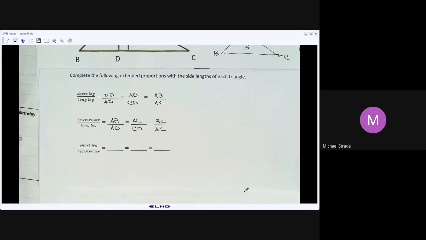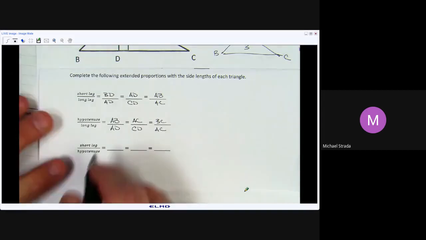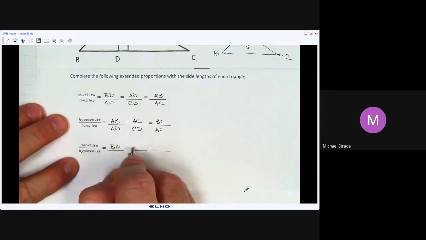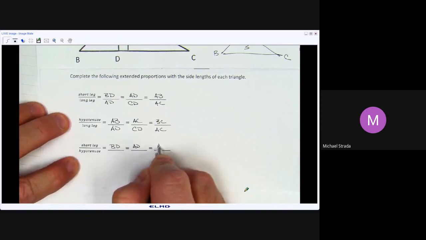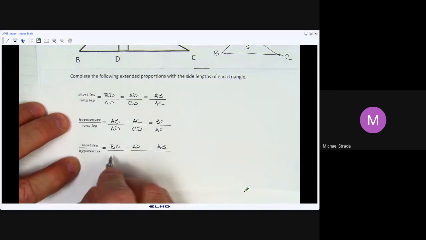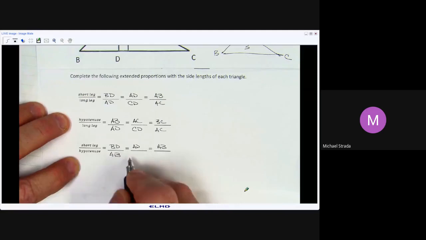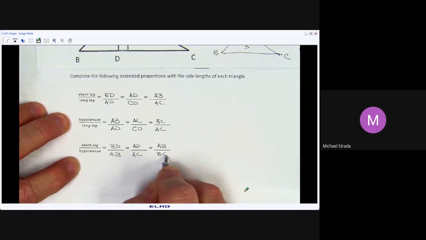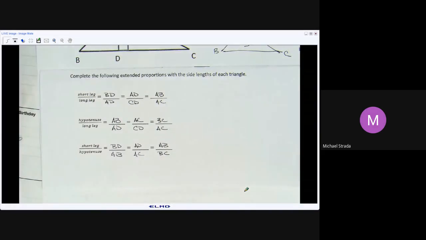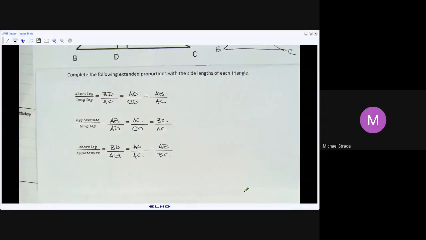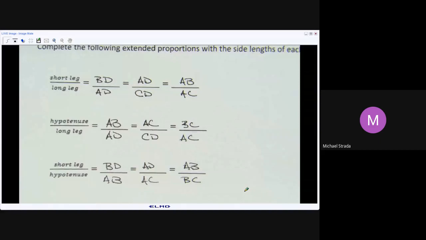All right. And then if I did short leg over hypotenuse, BD, AD, AB, hypotenuse would be AB, AC, and BC. All of which would be considered correct.